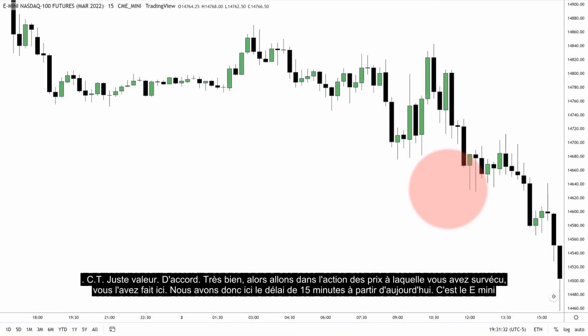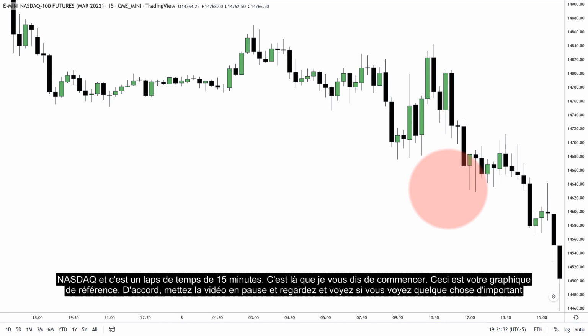All right, so let's go into the price action. You survived. You made it here. So here we have the 15-minute time frame from today. This is the E-mini NASDAQ, and this is the 15-minute time frame. This is where I tell you to start. This is your bellwether chart.